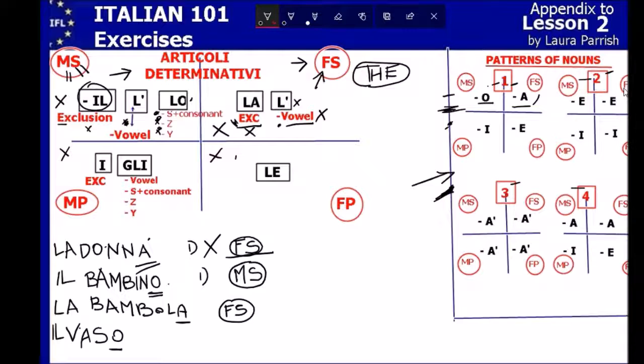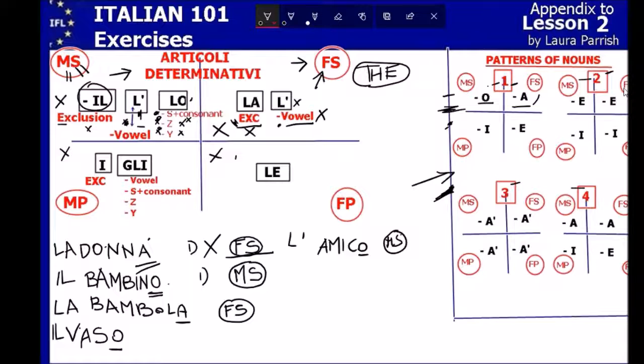Let's do something starting with, I don't know, amico, for example, just to not always do the same stuff. Amico. Same stuff. You analyze the last letter, you know it is masculine singular, so you go immediately in the corner of masculine singular. Does this word start with S plus consonant? No. Z, no. Y, no. Does it start with a vowel? Yes, it starts with a vowel, so you know this is the right article, l'amico.